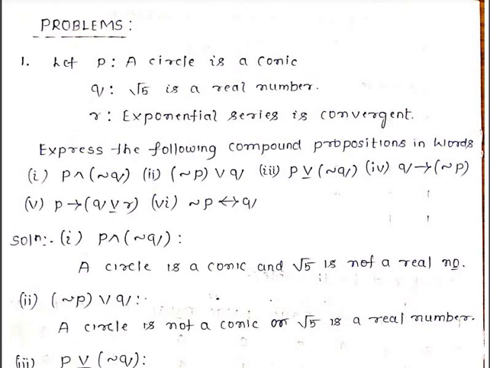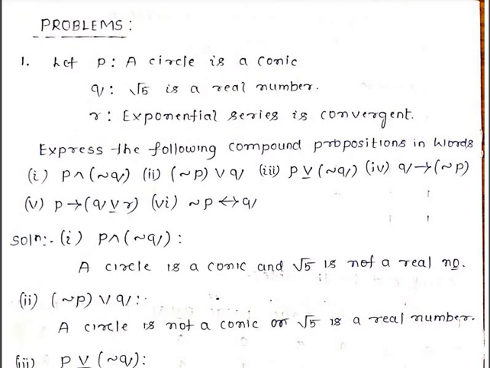Problems based on compound proposition. First problem: let P be "a circle is a conic", Q the proposition "square root of 5 is a real number", and R representing "the exponential series is convergent". Express the following compound propositions in words.